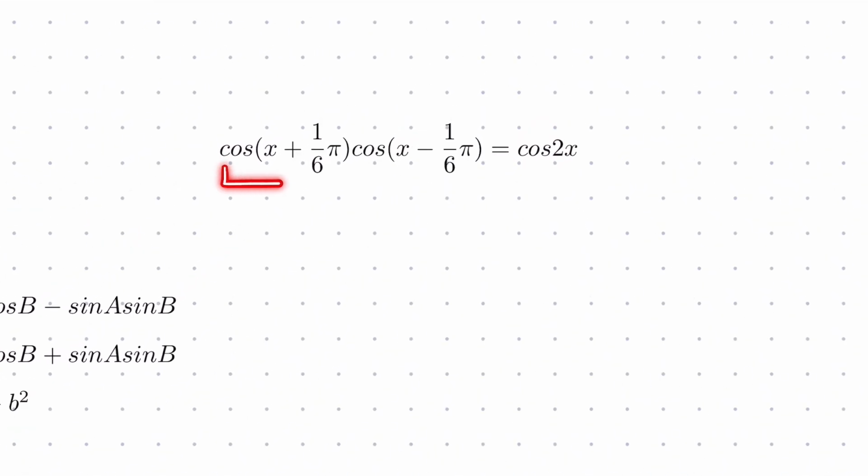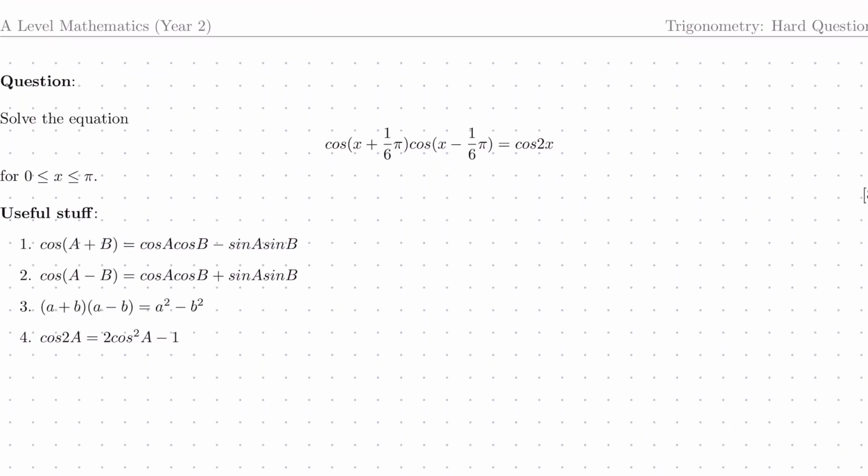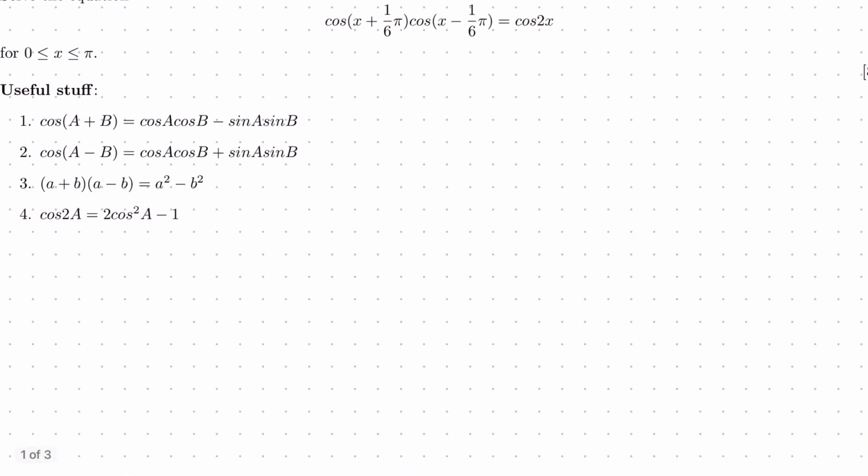We have cos of something like a plus b, and then we have another cos of something like a minus b, and we can expand these using these two formulas, and that is a good first natural step. We can expand it and then simplify. This will definitely lead us somewhere. So let's do that. I'm using equation 1 and 2. So we have cos of x plus pi over 6.